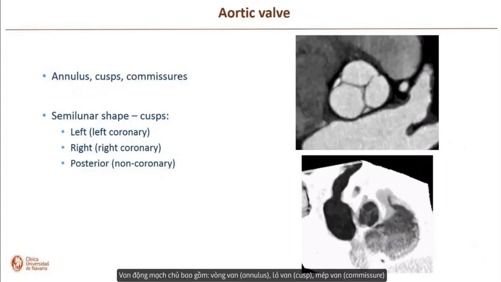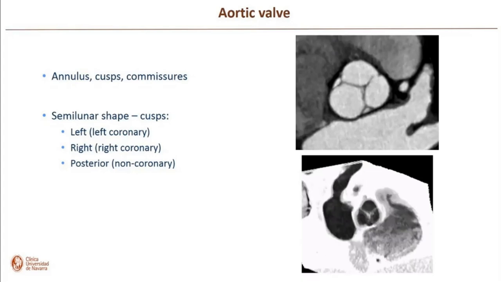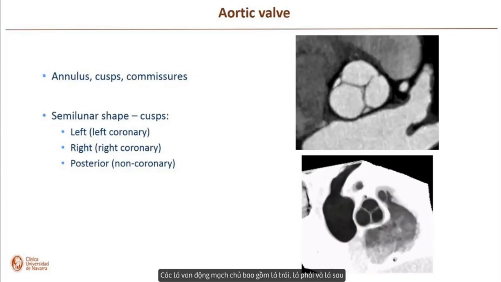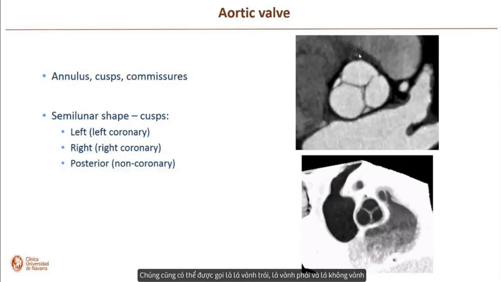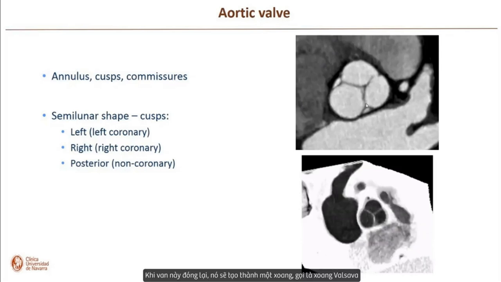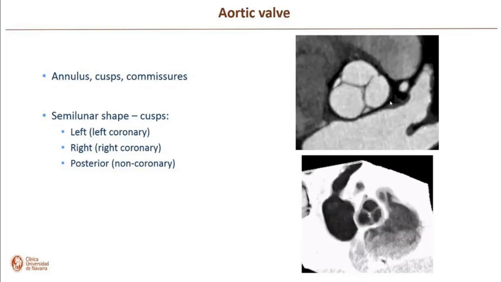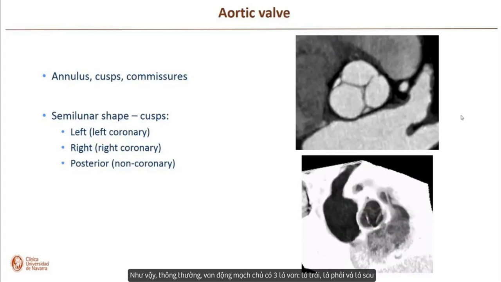The aortic valve has the annulus, cusps and commissures. The aortic valve has three cusps: the left, the right and the posterior, which can also be called the left coronary, the right coronary, and the non-coronary cusps. When the valve is closed, this forms a sinus, the sinus of Valsalva. So conventionally, the aortic valve has three cusps: the left, the right and the posterior.